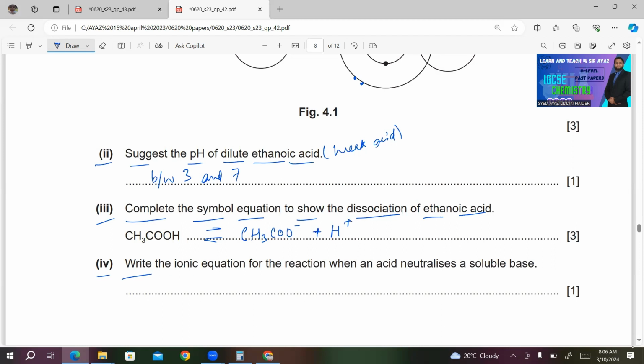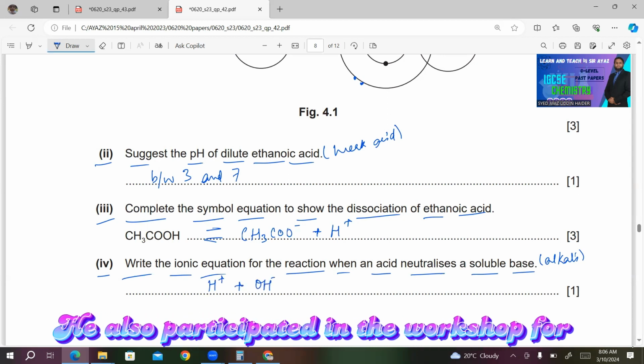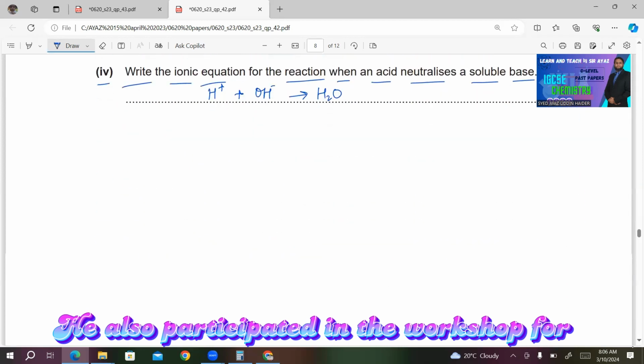Number 4, write the ionic equation for the reaction when an acid neutralizes a soluble base. Soluble base means alkali. So whenever an acid neutralizes a soluble base, H positive ion from the acid and OH negative ion from the soluble base react to form water. So the ionic equation will be H positive plus OH negative gives H2O. Moving to next question.